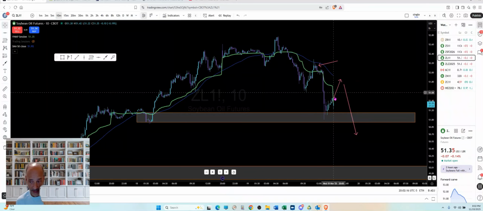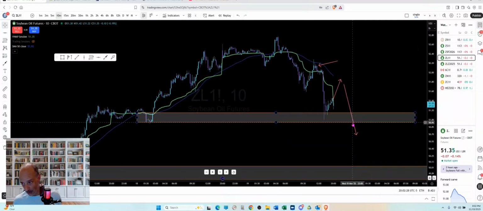So when I get up tomorrow, I'll come and see what it did during the London session. Did it pop up here and break? If it did come back down here and break through here, then I'll be looking for shorts during the New York session, the North American session tomorrow. If it's stair stepping higher and it looks like it's going to keep going higher, then that may be the resumption of the uptrend.